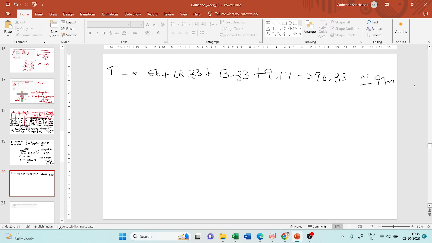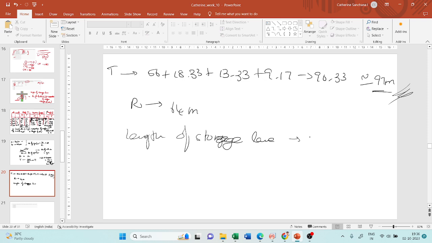Now, they asked you to find out the length of storage lane, and they gave you two types of traffic. One is right turning traffic and one is through traffic, right? So you got different lengths of storage lane for right turning traffic and through traffic. For right turning you got 64 and for through you got 97. So which one will you pick? You will pick the maximum of these two. So the length of storage lane you got is 97 meters.